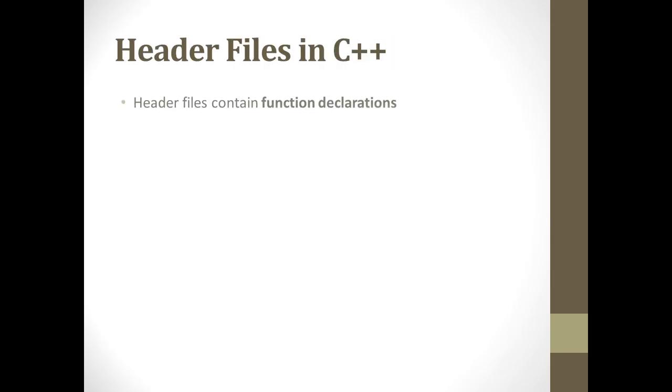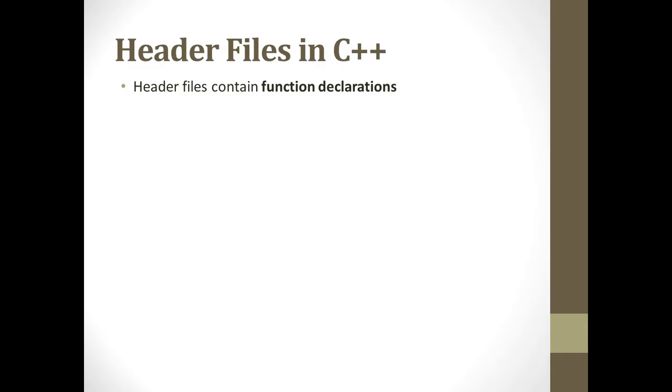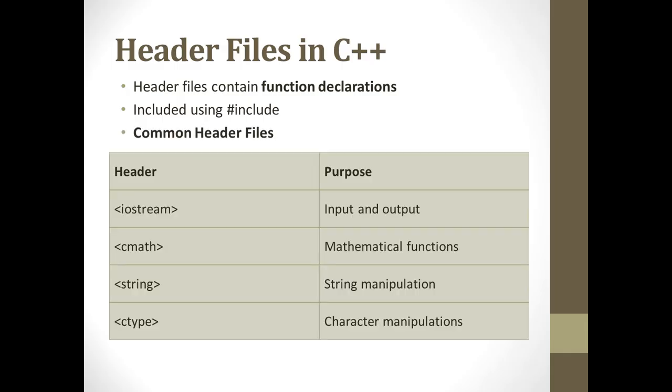So I have a table. First of all, let's look at what header files are. Header files contain function declarations. You have to make use of them by making the preprocessor invoke them using the #include keyword. So you have to use #include if you want to use them. I've said that before. So let's look at some common header files.